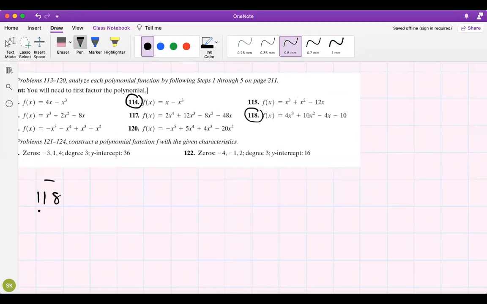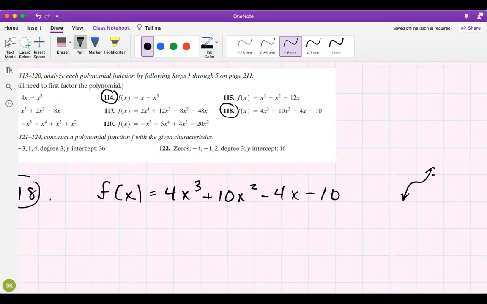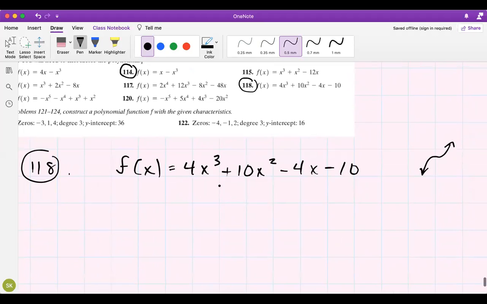So for 118, we have f of x is 4x cubed plus 10x squared minus 4x minus 10. So we ask ourselves, what's the degree of this function? The degree is 3. That tells us that we're going to look like something like this. Also, this number is positive, so we're definitely going to have the end behavior looking like that.